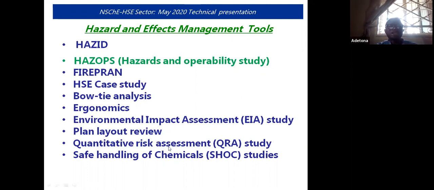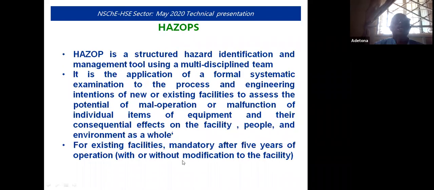And in fact, there is a concept that if our plant is safe, we should be able to carry our family to host a party within the plant. If we cannot do that, then we should question ourselves. Now, HAZOP, what is HAZOP? HAZOP simply is hazard and operability study. It's a structured hazard identification and management tool using a multidisciplinary team and approach.